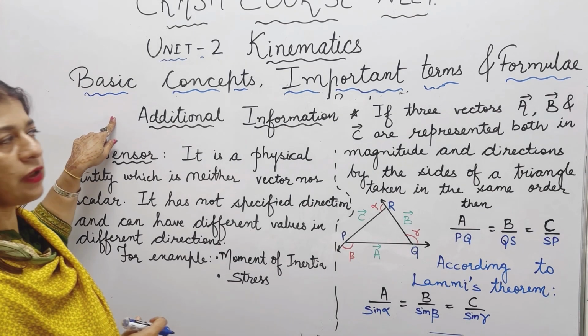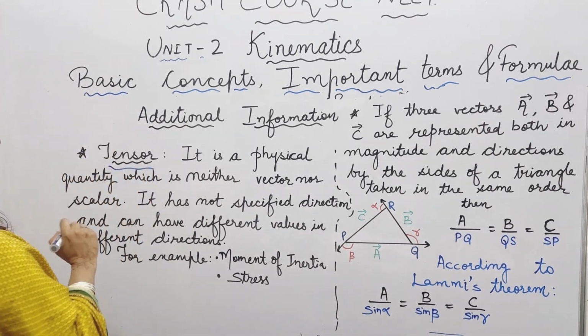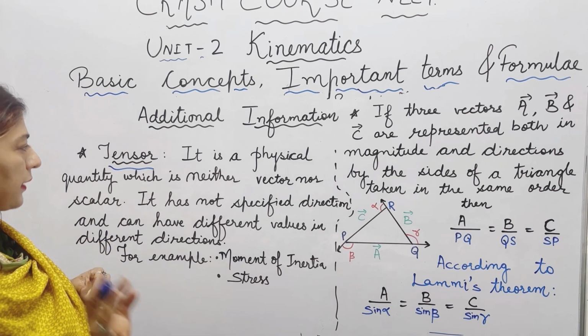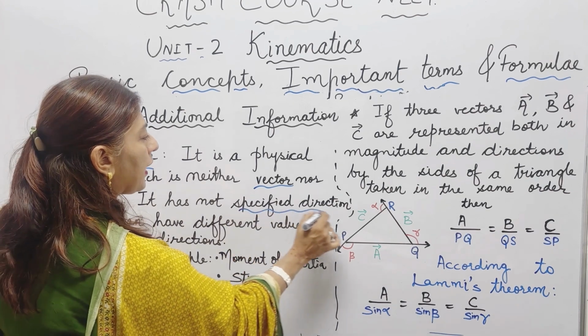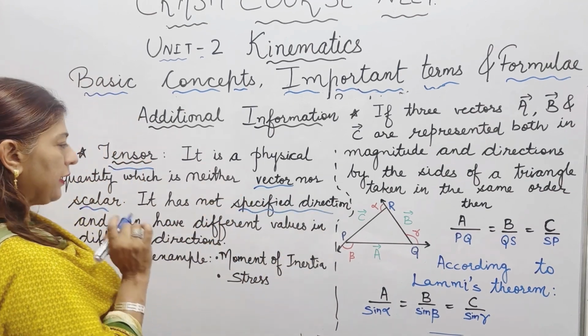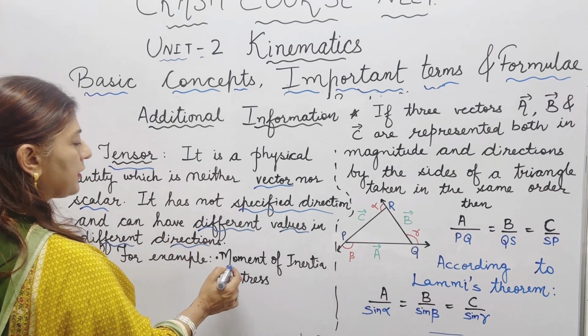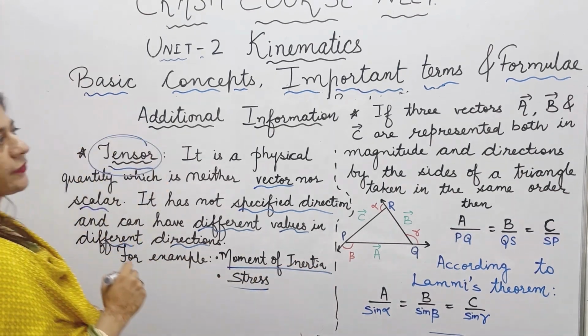There is some additional information regarding this unit. The first one is the tensor. Tensor is basically a physical quantity that is neither vector nor scalar. Actually, it is not having any specified direction. It has different values in different directions, and examples are moment of inertia and stress, which are tensors.